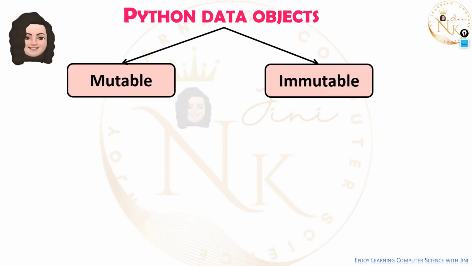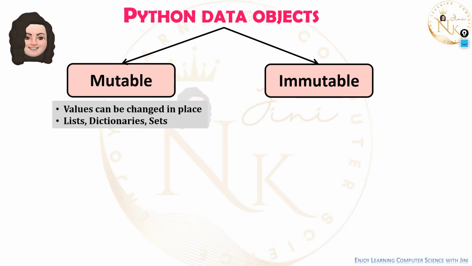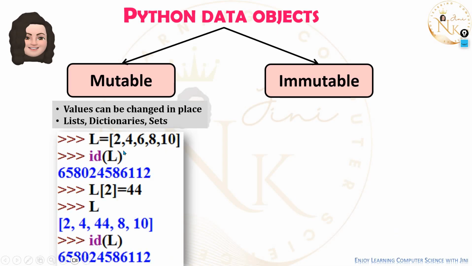Now, what is mutable? What is immutable? Mutable means values can be changed in place. List, dictionary, sets. Look at the example. L = [2, 4, 6, 8, 10]. What is the ID of L? It is the memory address, 658024586112. Now I want to change the index 2 into 44. So which is index? This is 0, this is 1, 2. So this 6 I want to convert into 44.